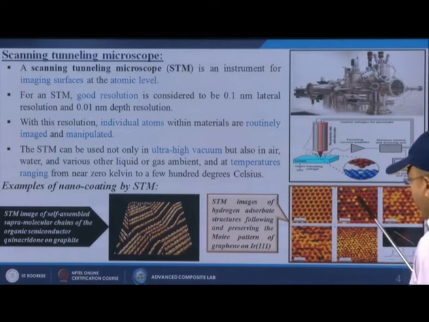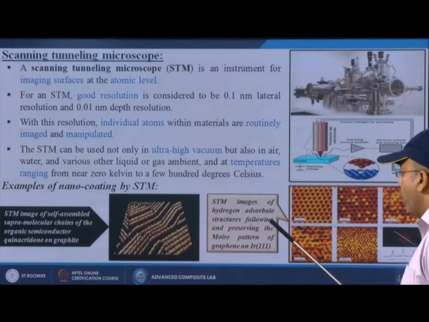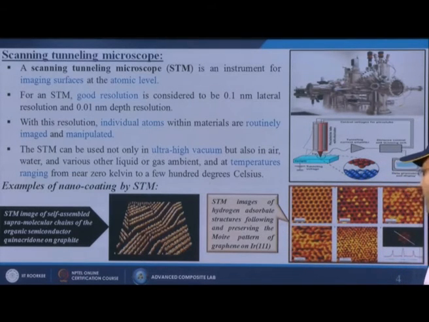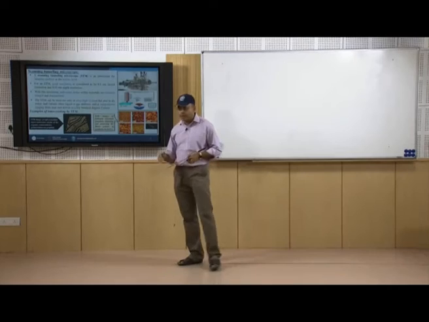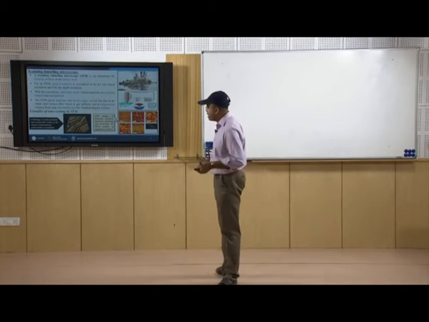Here is also an example: an STM image of a hydrogen adsorbed structure following and preserving the Moiré pattern of graphene on the 111 plane of iridium. So, on the graphene substrate we are showing how the material looks after coating, and not only that, we can get the surface roughness of that particular material, whether it is smooth or whether some roughness is present.